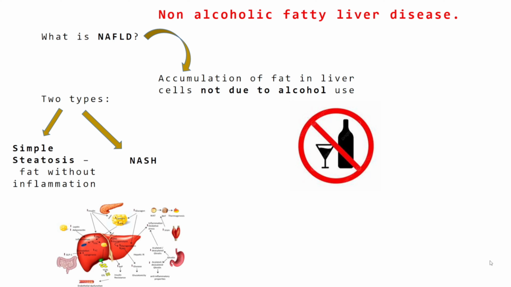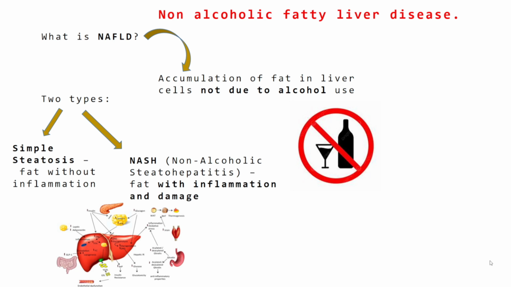The second type is called NASH, which stands for non-alcoholic steatohepatitis. In this case, there is not just fat but also inflammation and damage to liver cells. This is more serious because it can lead to scarring known as fibrosis and eventually progress to cirrhosis, liver failure, or even liver cancer in some patients.